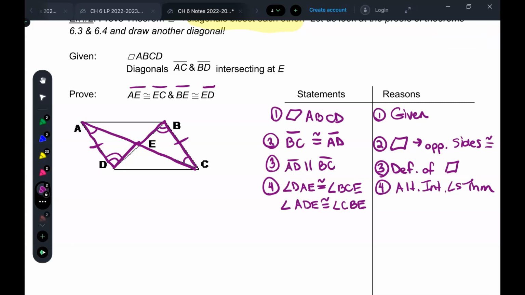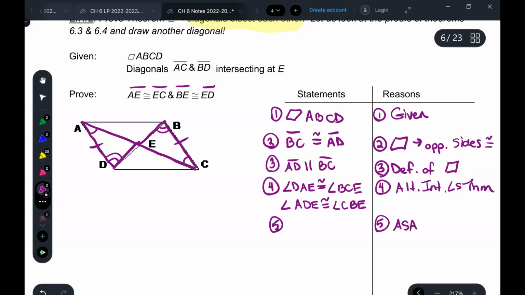Do we have enough congruent statements? We have 1, 2, 3. We do angle side angle. Now remember, if you have any of these on the homework, you can use the theorems to save some of the time. So we're going to say triangle ADE and CBE.